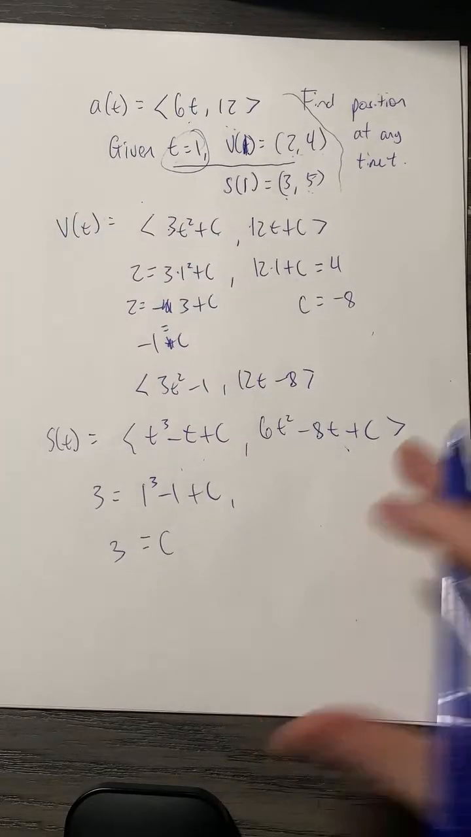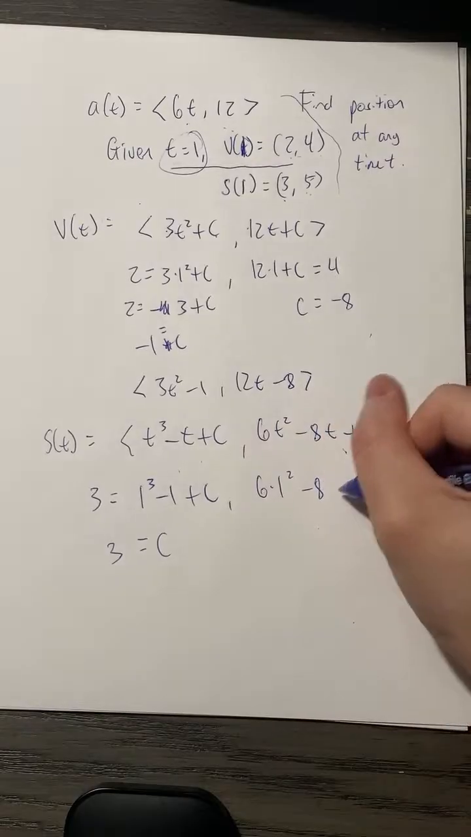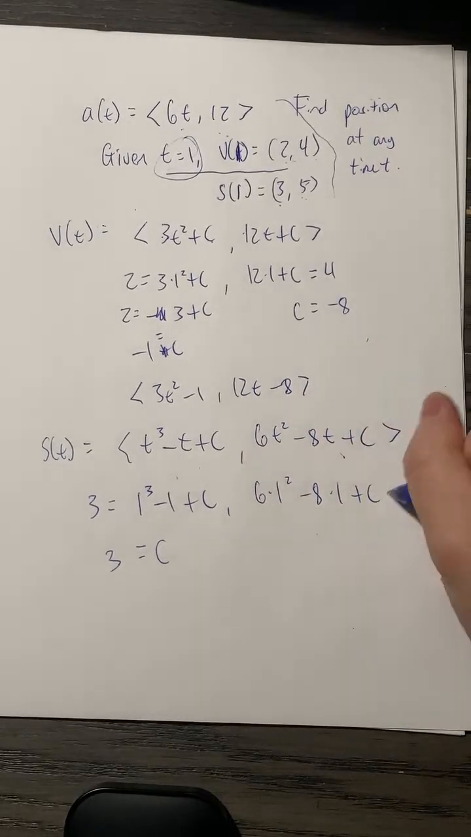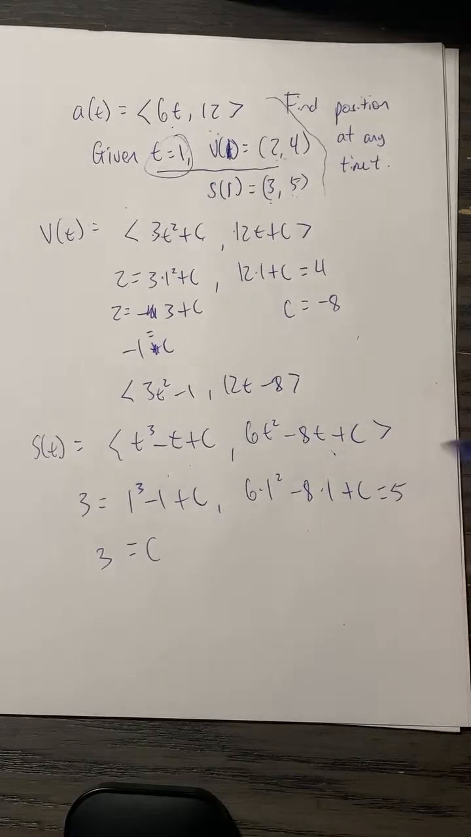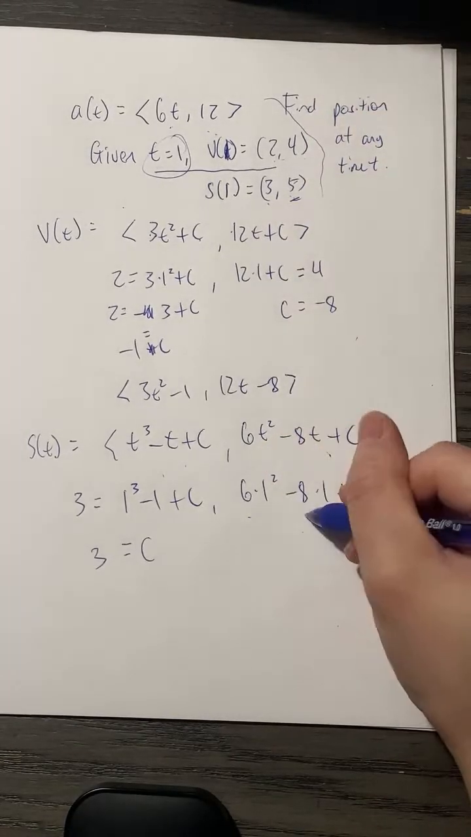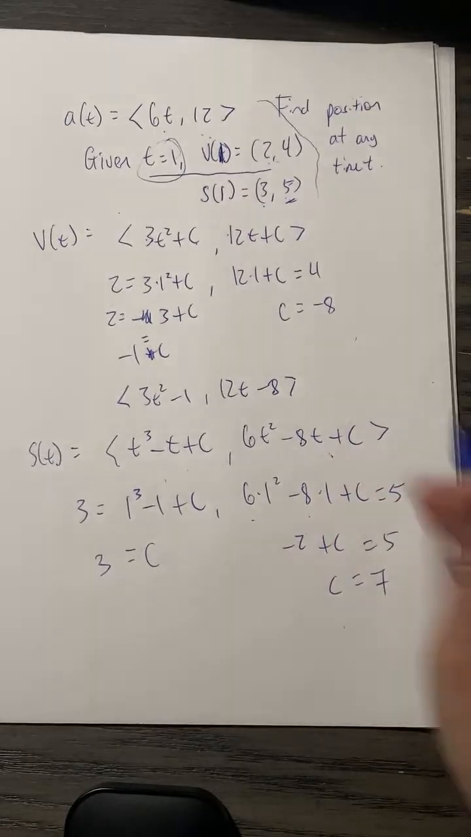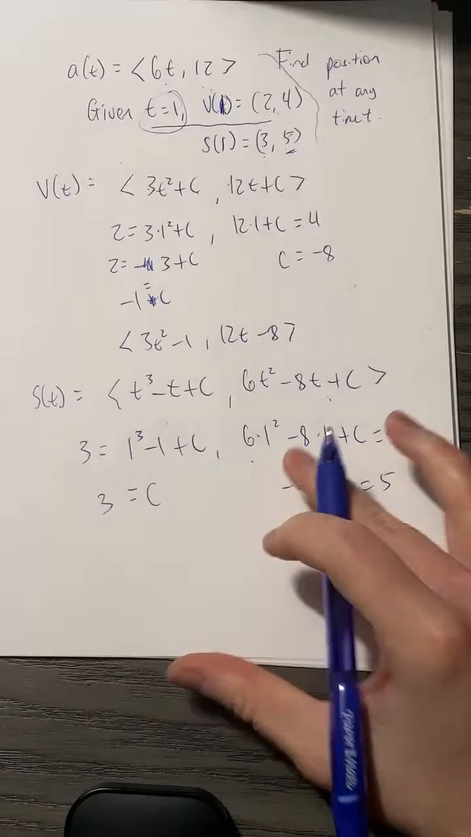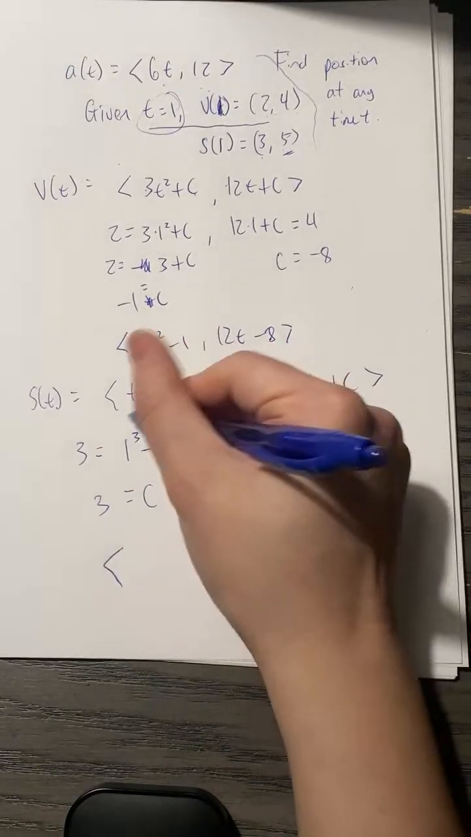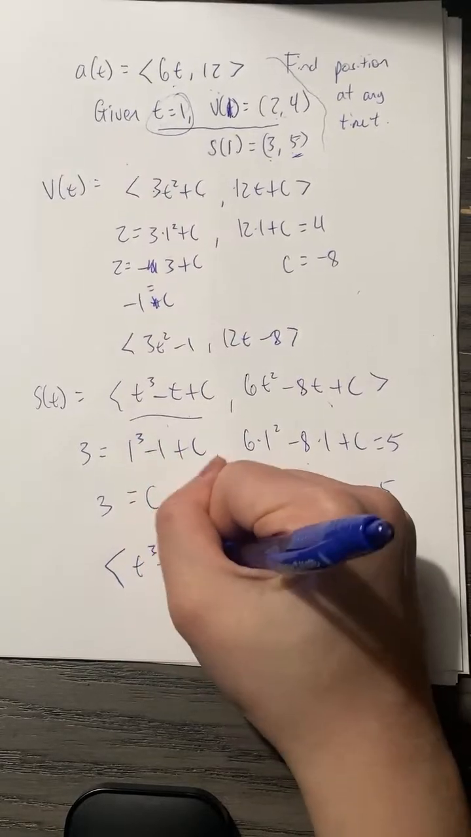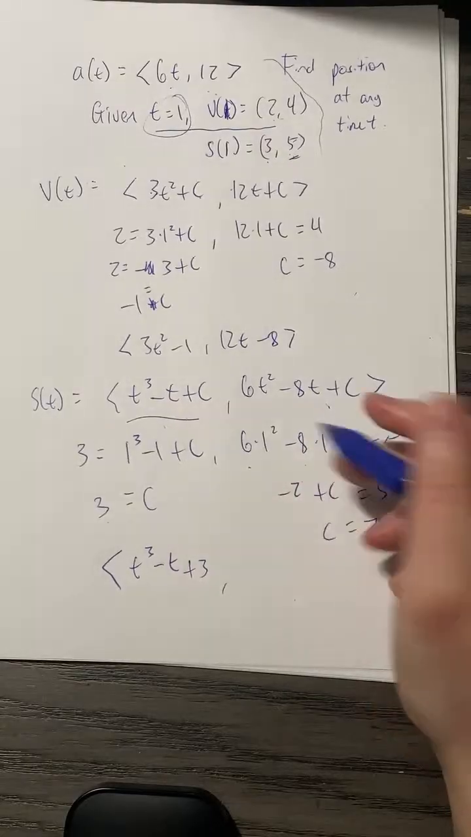Then we do the same thing for this one. It's going to be 6 times 1 squared minus 8 times 1 plus c, and we set this one equal to 5, because that's the given y-coordinate. 6 minus 8 is -2, so c is equal to 7. And we are done with this question. This is actually the most time-consuming question because you have to take 4 integrals. Then replace the c values with the ones that we found, and same thing here.